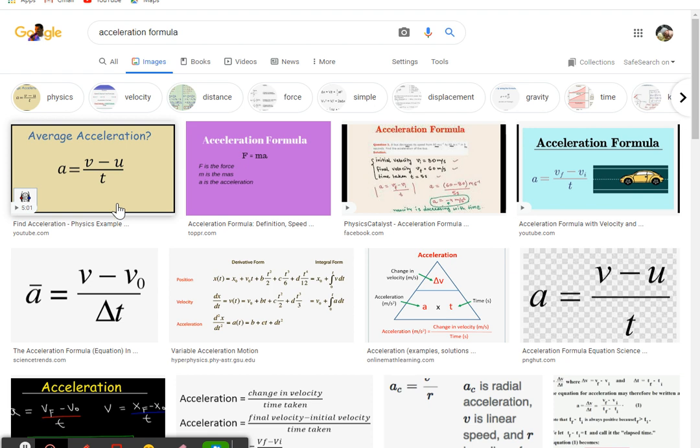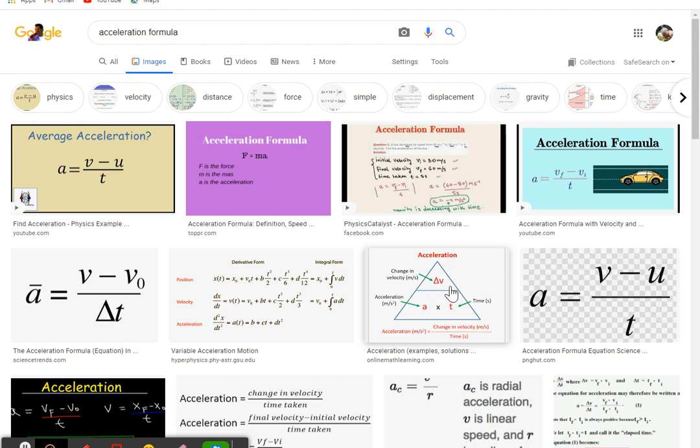Because F equals MA, F is force and M is mass. So we're not going to be able to calculate the force and the mass based on the velocity of something. So we want to find the equation that has to do with velocity. So this is it. I just want to have what everything equals.